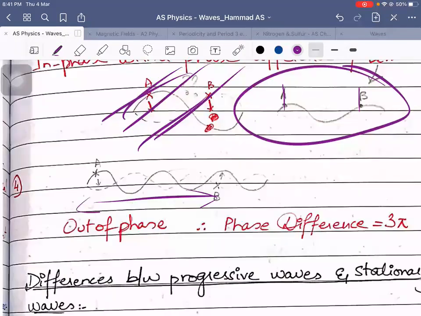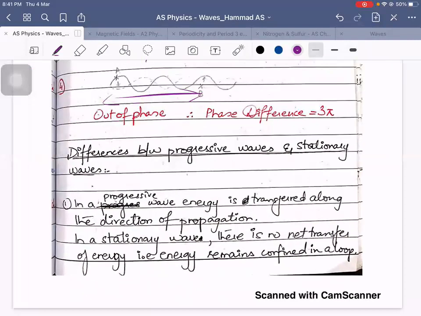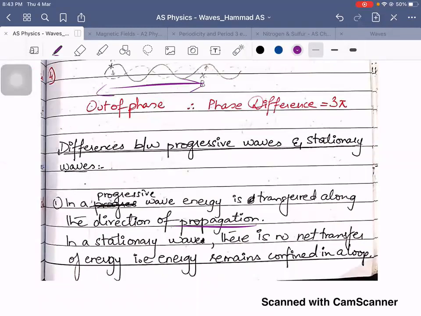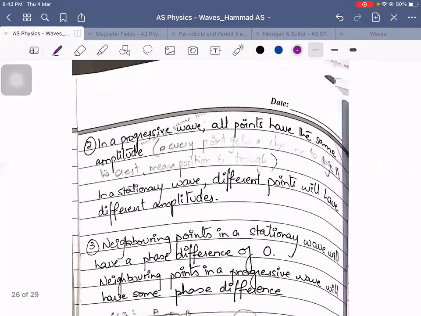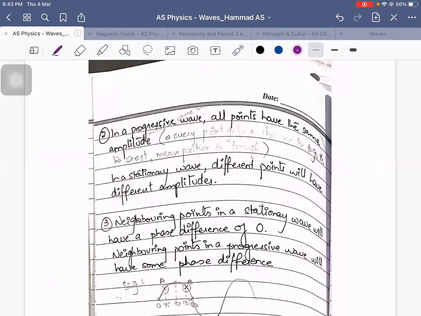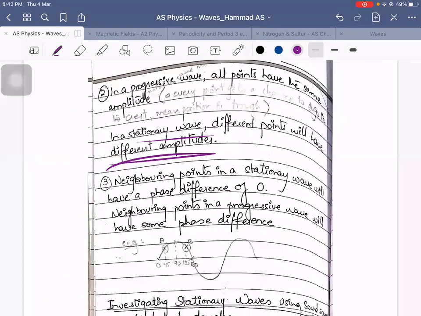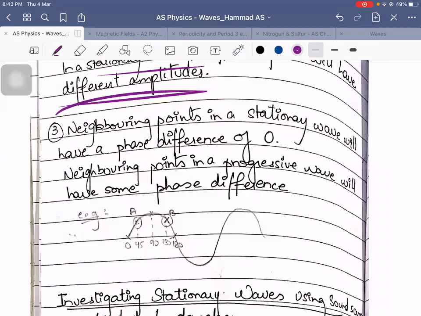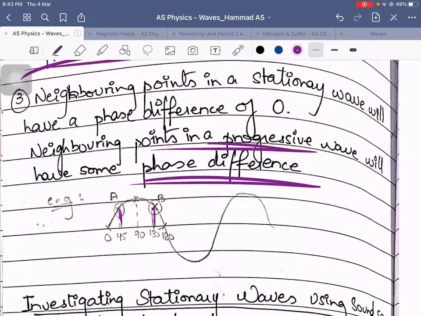Differences between a progressive wave and a stationary wave. In a progressive wave, energy is transferred along the direction of propagation. In a stationary wave, there is no net transfer of energy. Therefore, energy remains confined in a loop. In a progressive wave, all points have the same amplitude, right? Whereas a stationary wave will have different amplitudes. Neighboring points in a stationary wave have a phase difference of 0, whereas neighboring points in a progressive wave will have some phase difference, like this point and this point.